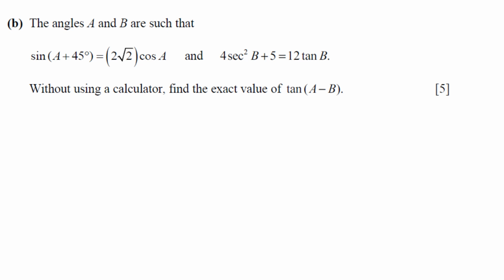Right, let's look at part B of this question. You're given the angles A and B such that sine bracket A plus 45 degrees is equal to 2 square root 2 times cosine A, and 4 secant squared B plus 5 equals 12 tangent B, second equation. And finally, you're asked to find the exact value. Right, so when you're faced with this sort of question, how do you think you should approach it?